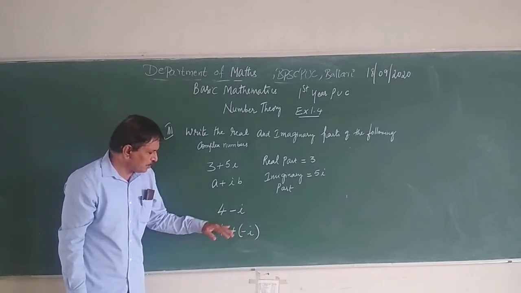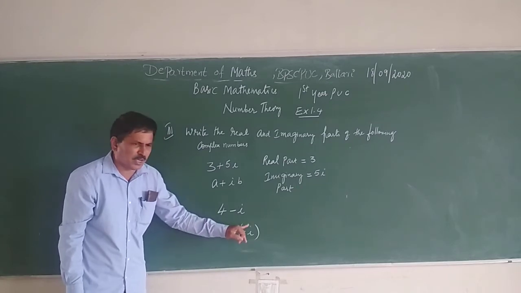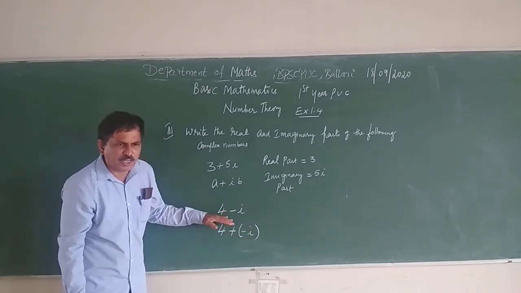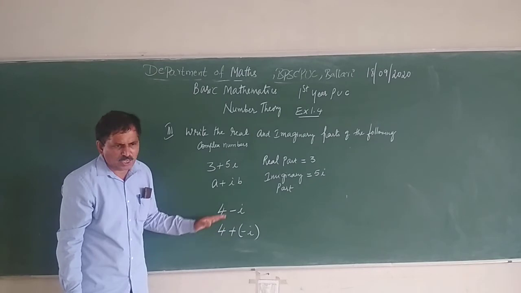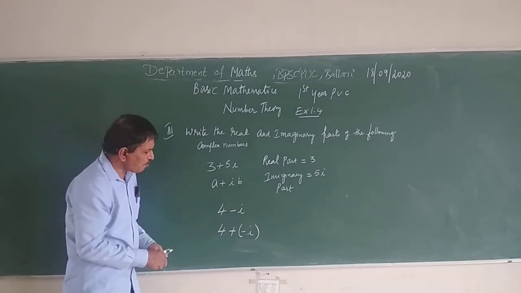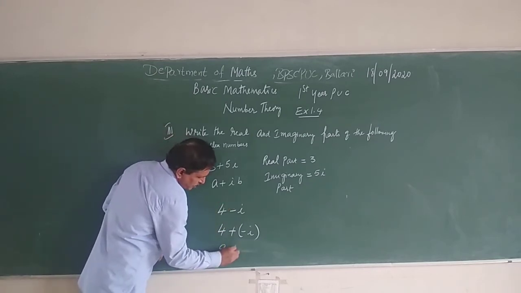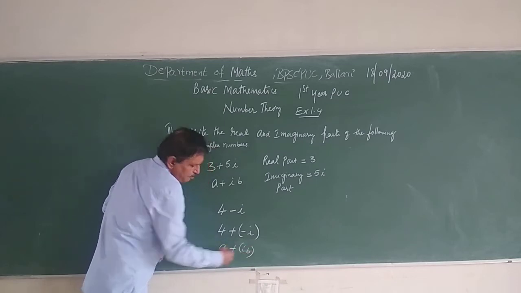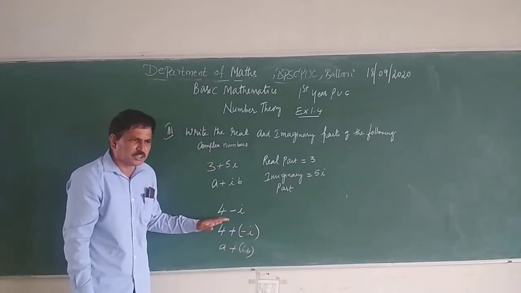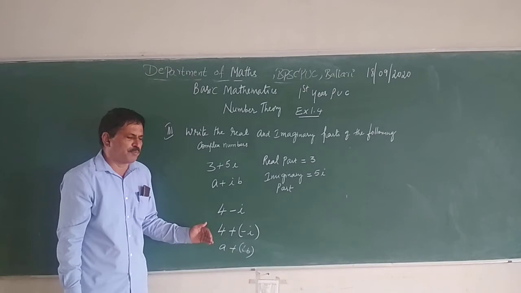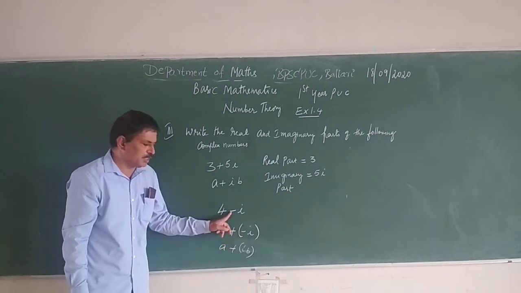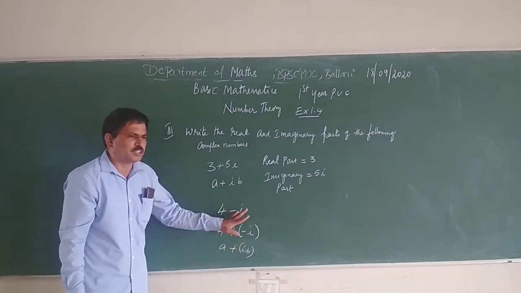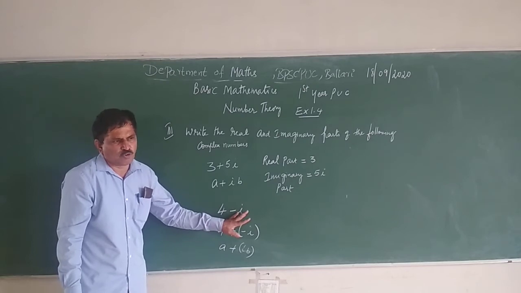So thereby, when I write 4 plus of minus i, this will not get disturbed, and we get it in the form a plus ib. This will not get disturbed and it will be in the form a plus ib. See, plus into minus is minus i. So definitely this is the form of 4 minus i.